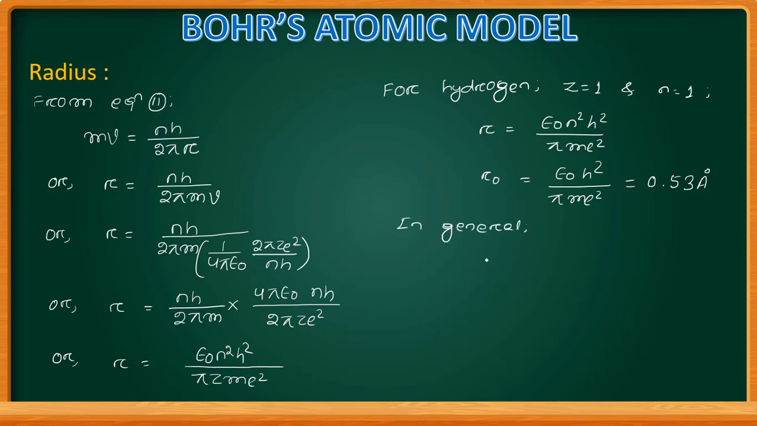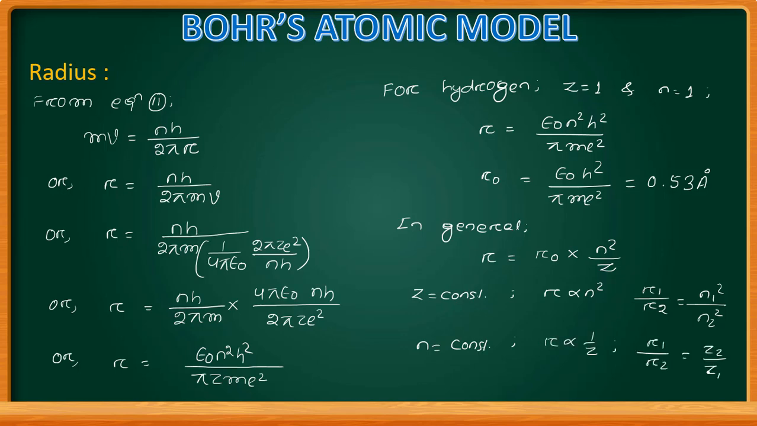In general, r can be written as r naught n square upon z. r naught is 0.53 Angstrom. Yes or no? Then see, r is proportional to n square if z is constant. So for fixed atom, we can write r proportional to n square, r1 upon r2. Yes or no? After then, if you take different atom but same orbit, so that we can get here n equal to constant. Hence, r proportional to 1 by z.